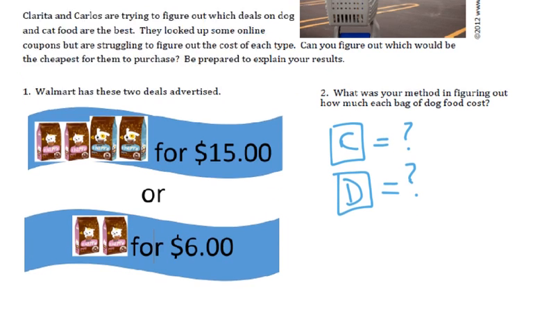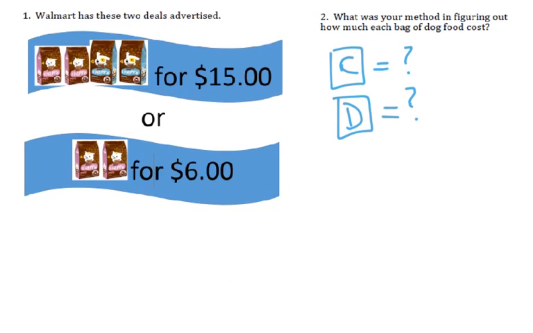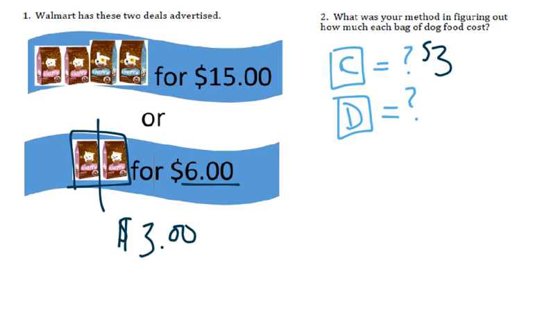Alright, so the first one here probably would be pretty easy to figure out, the cat food, okay? Say we've got 2 bags of cat food for $6, right? So if we divide that by 2, if we cut it in half, each bag of cat food would be worth $3. Simple enough on that one, right?